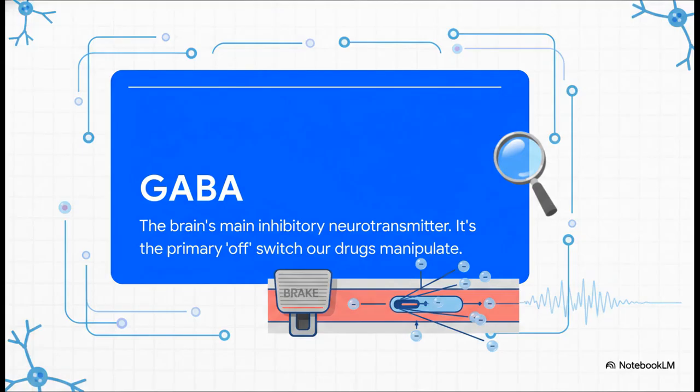So what is GABA anyway? Well, to put it simply, it's the brain's main brake pedal. When GABA binds to its receptor, it opens up a little channel, letting negative ions flood into the neuron. This makes that neuron way less likely to fire. Our drugs, they don't replace GABA. They just make it work a whole lot better.